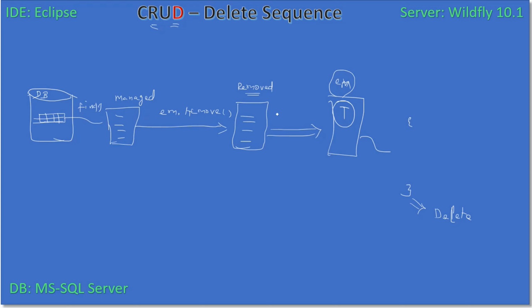Even if you still hold this record, it will be in the detached state, and holding it will not be useful because the record itself is removed. That's all. So these are all the CRUD operations: create, read, update, and delete sequences.